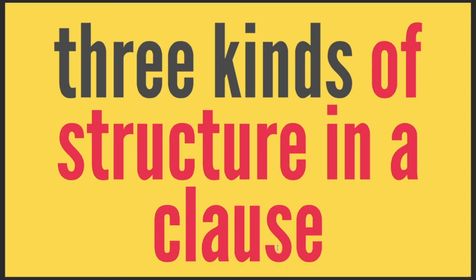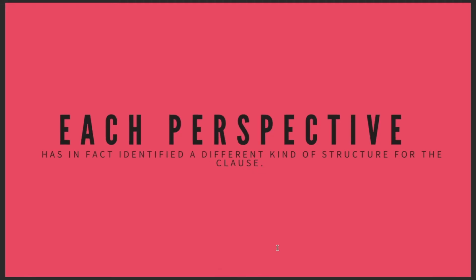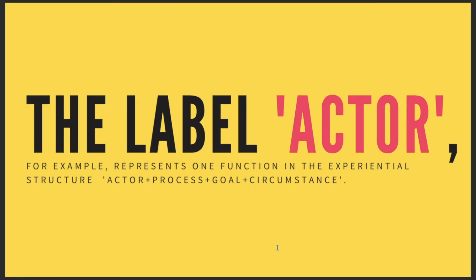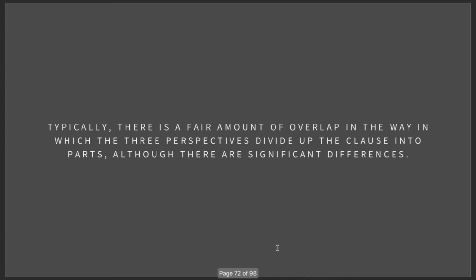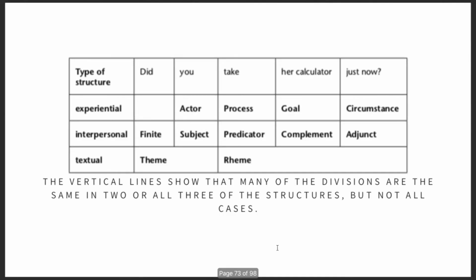Okay, so we are now going to proceed to the three kinds of structure in a clause. Each perspective has in fact identified a different kind of structure for the clause. So the label actor, for example, represents one function in the experiential structure, the actor plus process plus goal plus circumstance. Typically, there is a fair amount of overlap in the way in which the three perspectives divide up the clause into parts. So it means to say that we can see this in the example.